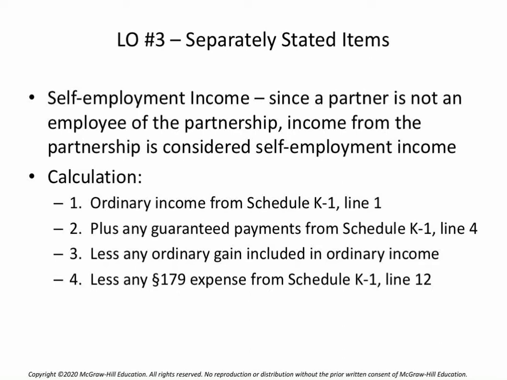And since the partners are not going to be employees, again, they're not receiving salary, but they are receiving these guaranteed payments. What we're going to do for the other income that's being received, the ordinary income, and then including those guaranteed payments, is consider it essentially self-employment income. So the way we're going to calculate that is we'll take the ordinary income as our starting point, and that's going to be line 1 on the K1. We're going to add any of those guaranteed payments from line 4, and then we're going to subtract ordinary gain that was included in ordinary income. And then we're also going to subtract the 179 expense from line 12.